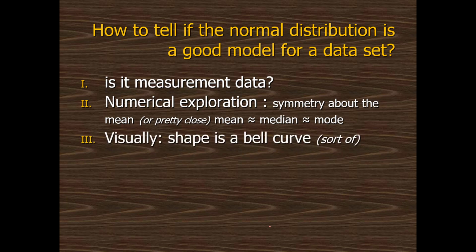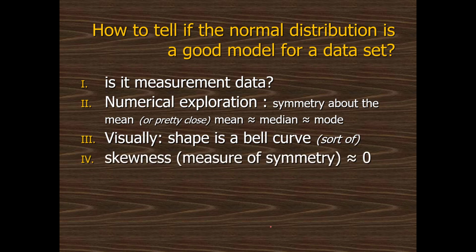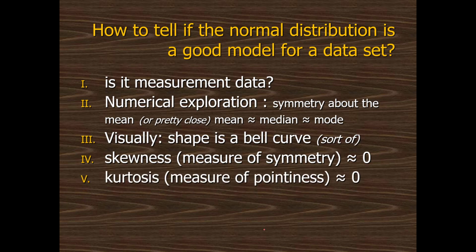Visually, is the shape a bell curve? Sort of, right? So we saw the distribution of weight. It's sort of a bell curve. Skewness. We can get a measure. We can get SPSS to produce that for us. Is it close to 0? Kurtosis, is it close to 0?